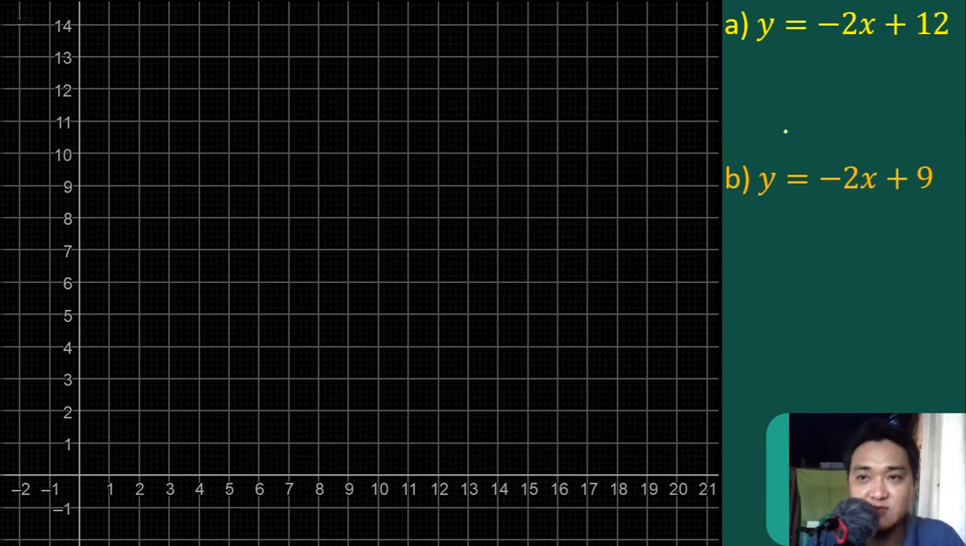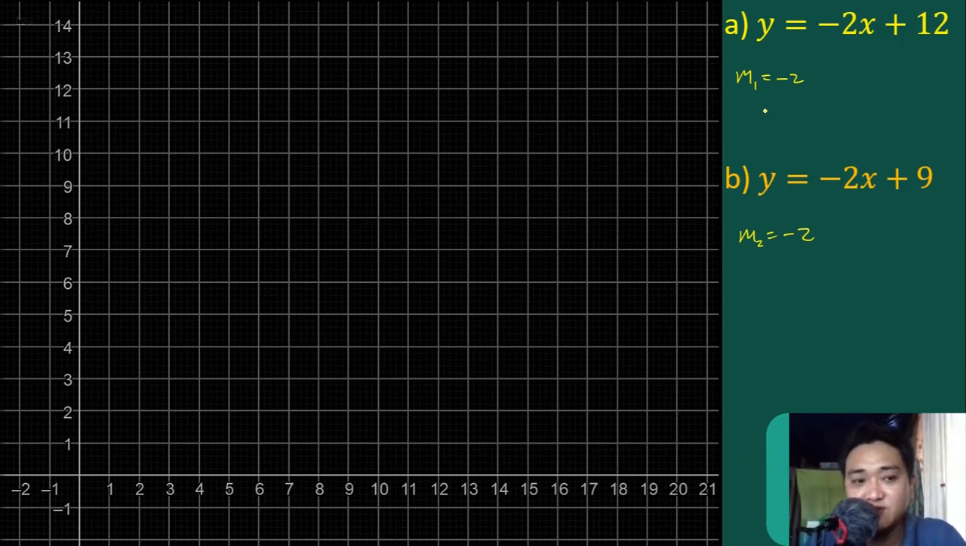Let's say we have y is equivalent to negative 2x plus 12 and y is equivalent to negative 2x plus 9. In this example, kung mapapansin nyo agad, pareho sila ng slope. Ayan po. So the slope of our first linear equation is m sub 1 is equivalent to negative 2. Yung slope naman ng pangalawa, m sub 2 is also negative 2.